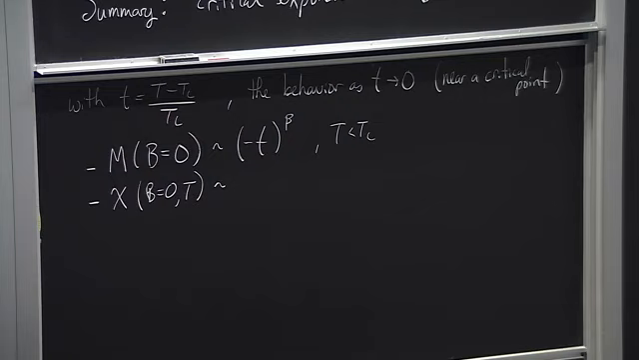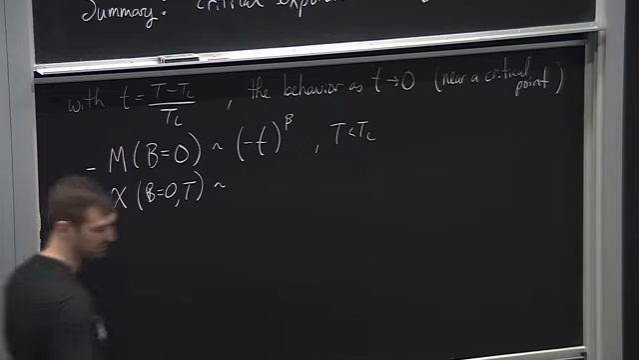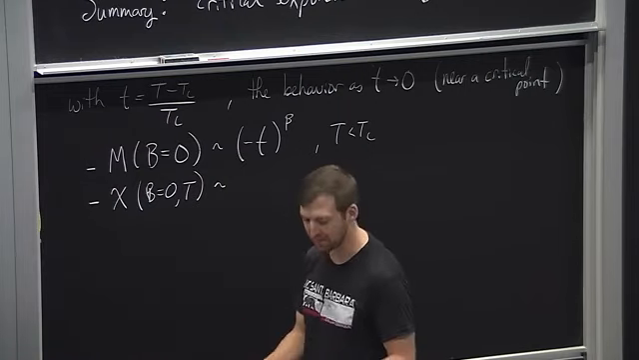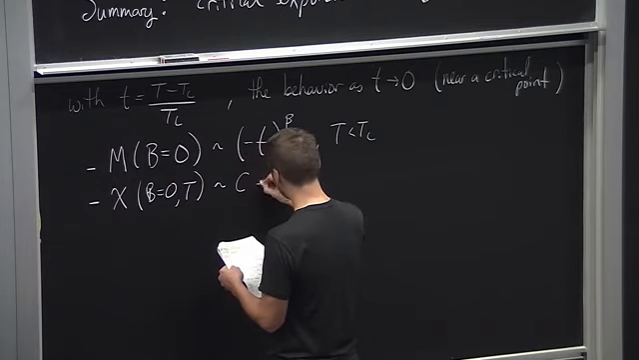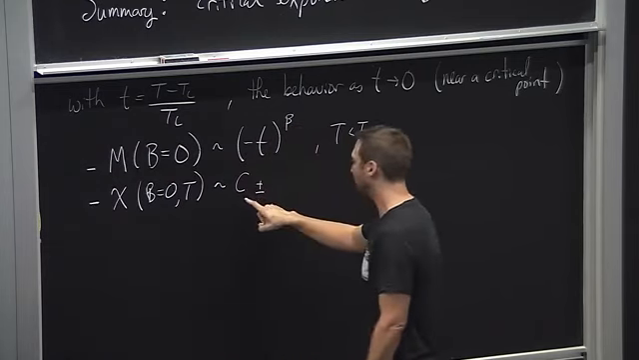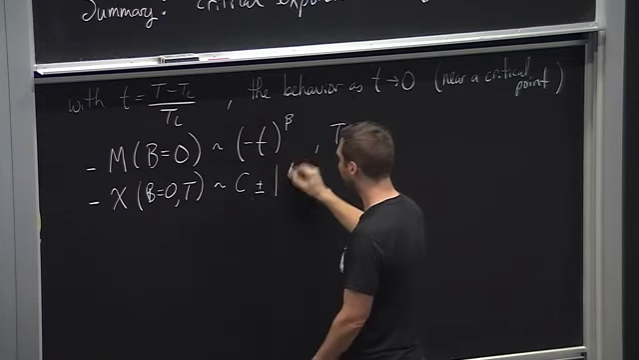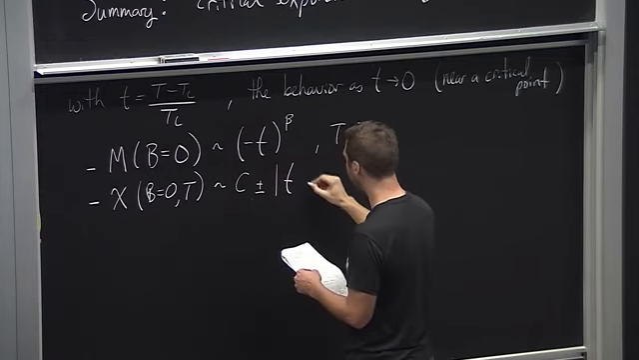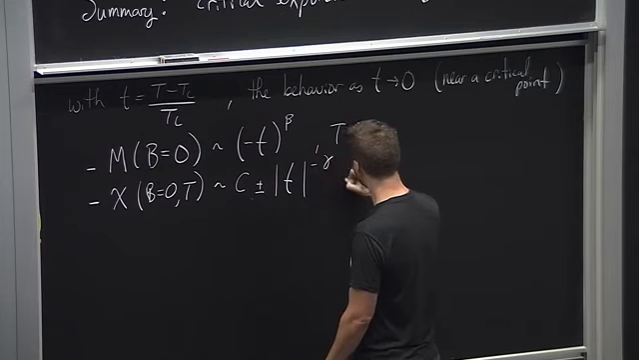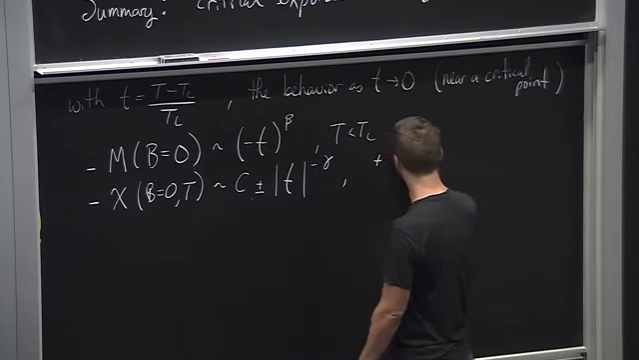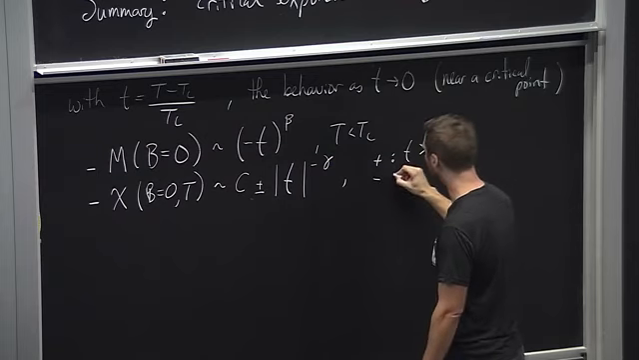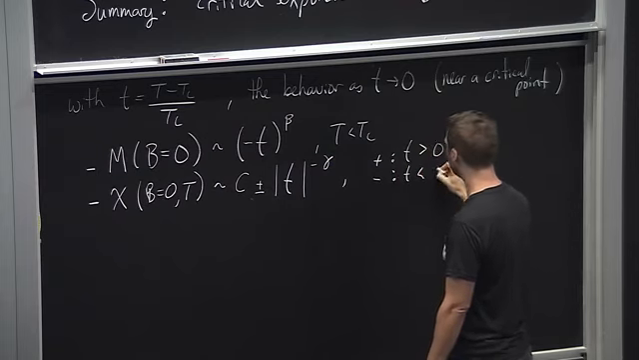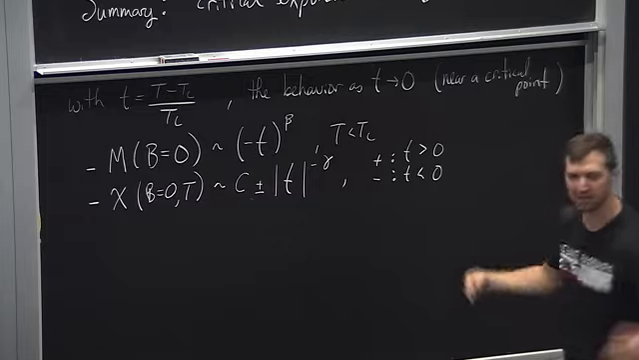What did I say in your assignment? C. It's C plus or minus. Oh, that's why I put CV on the specific heat. I already thought this through. So I'll say that there's an amplitude above and below the transition, where plus is for T greater than 0, and minus is for T less than 0.